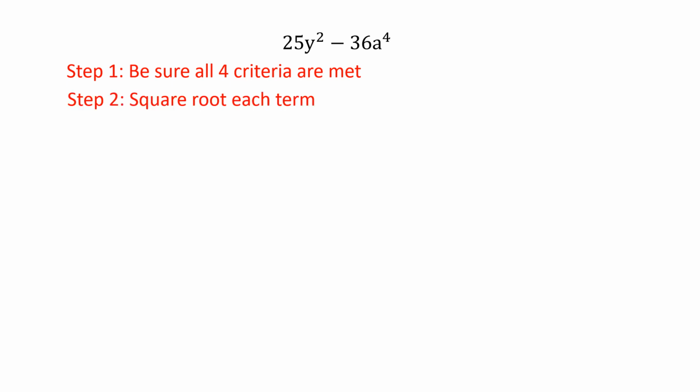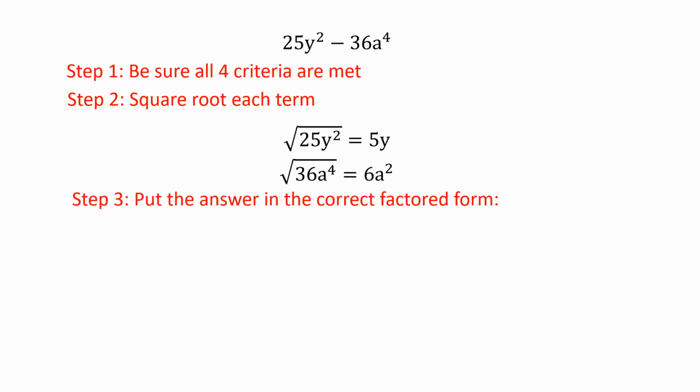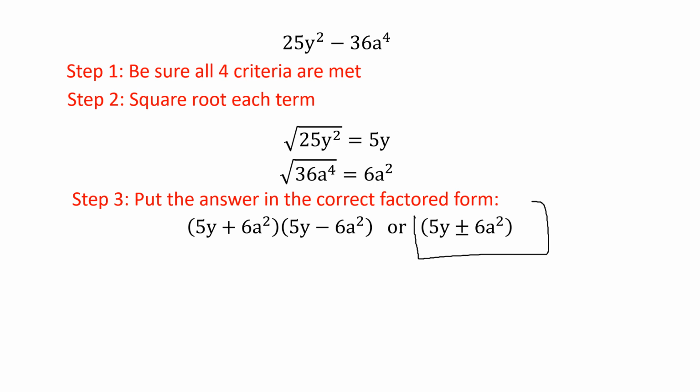So now I square root each term. 25y squared is 5y. Square root of the whole number, divide the exponent by 2. Square root of 36a to the fourth is 6a squared. Square root your whole number, divide your exponent by 2. Now we put it in the right form. First term plus second term. First term minus second term. Or this is probably the way that you'll most often see these.